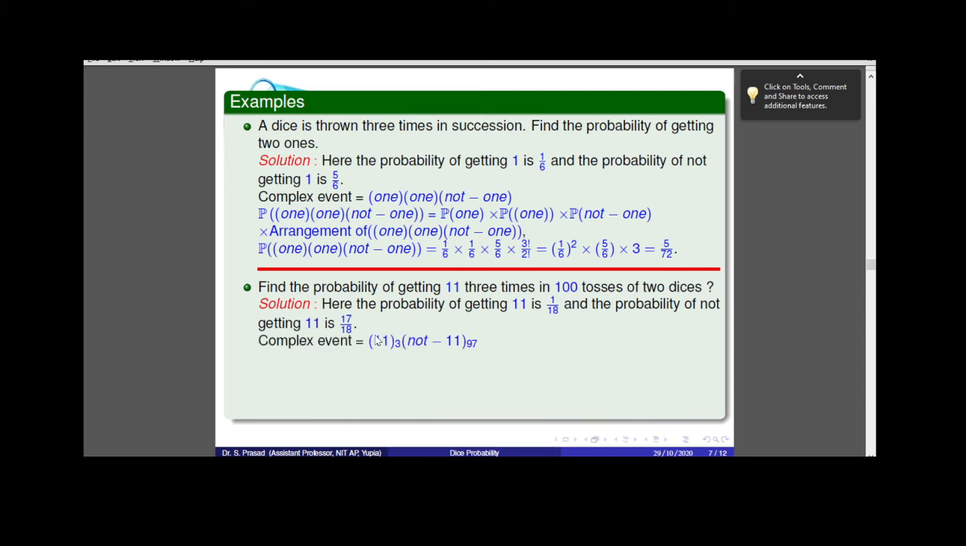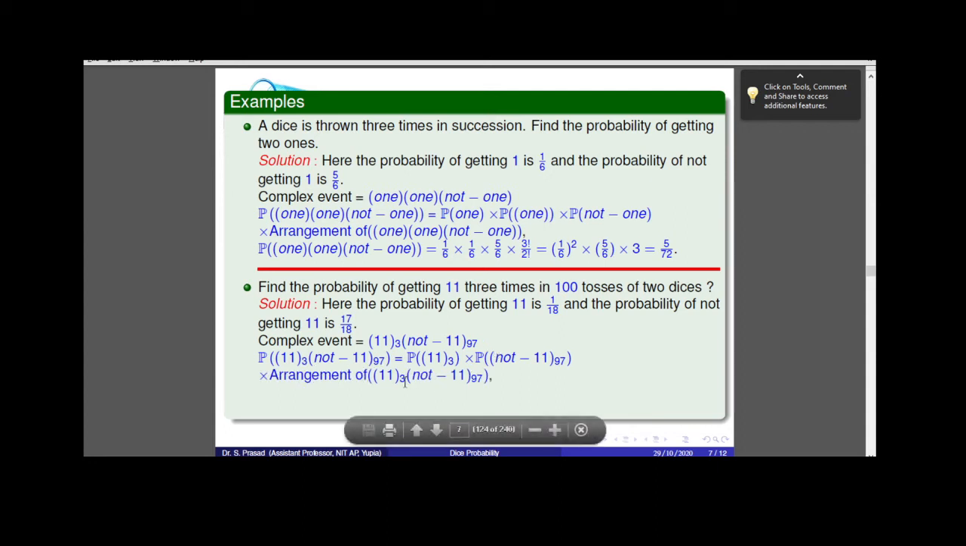Now what is the complex event? 11 occurs 3 times and not 11 occurs 97 times, because the whole space has 100 tosses. So 11 occurs 3 times and not 11 occurs 97 times, and then it fills up the 100 tosses. And now we need to find the probability of this complex event. First we write the probability of 11 occurring 3 times, the probability of not 11 occurring 97 times, times the arrangement of 11 occurring 3 times and not 11 occurring 97 times.